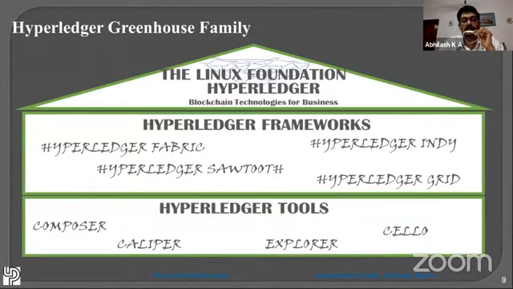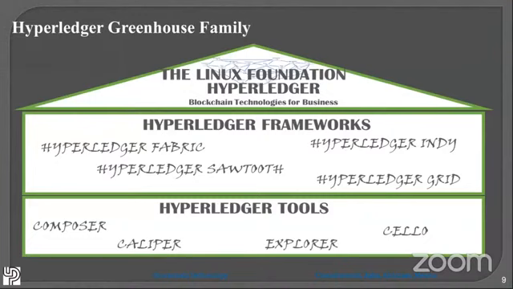Fabric is a generic blockchain. It could be used for multiple users. Last week, General Electric came up with a use case where they did their own intra-company settlements with Hyperledger Fabric. It was of reasonable success.